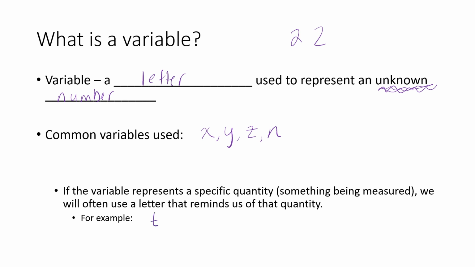So a really common variable is the letter T for time. If you're doing a problem and time is one of your unknowns, or something that might be changing, then you might use a T for that. You might see a V for volume or possibly velocity. All kinds of cool things that you might see for your variables, but pretty much a variable represents some unknown number.